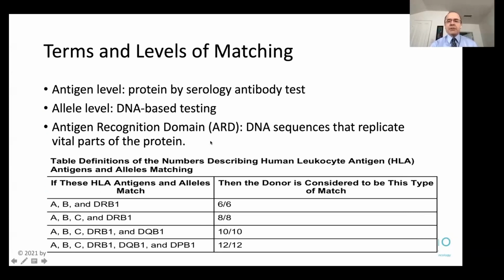Now, here's a couple of terms you need to understand about levels of matching. Antigen means protein, and almost no one ever uses it anymore. Almost all the tests that we use nowadays are DNA-based allele level testing.